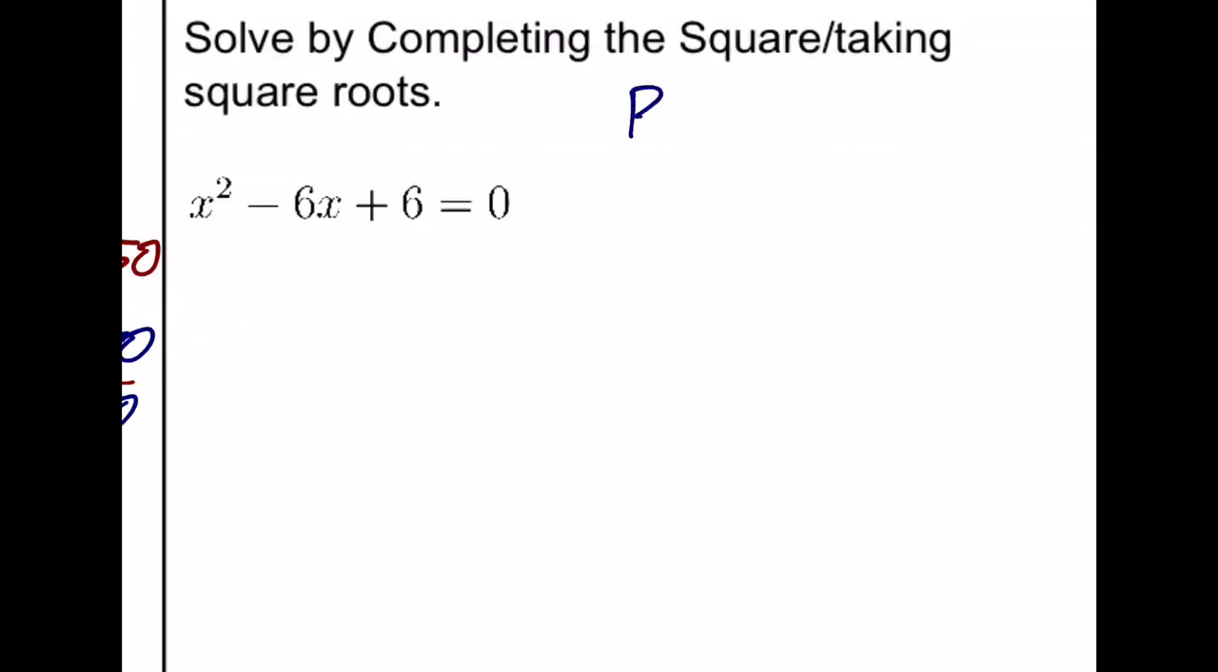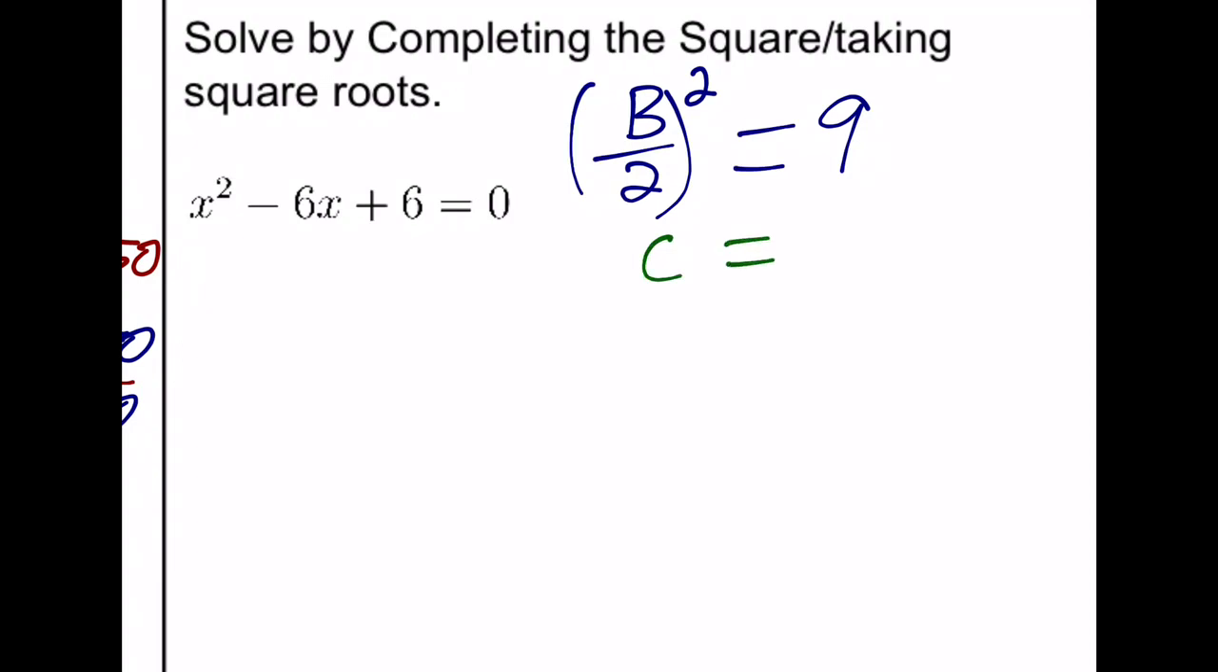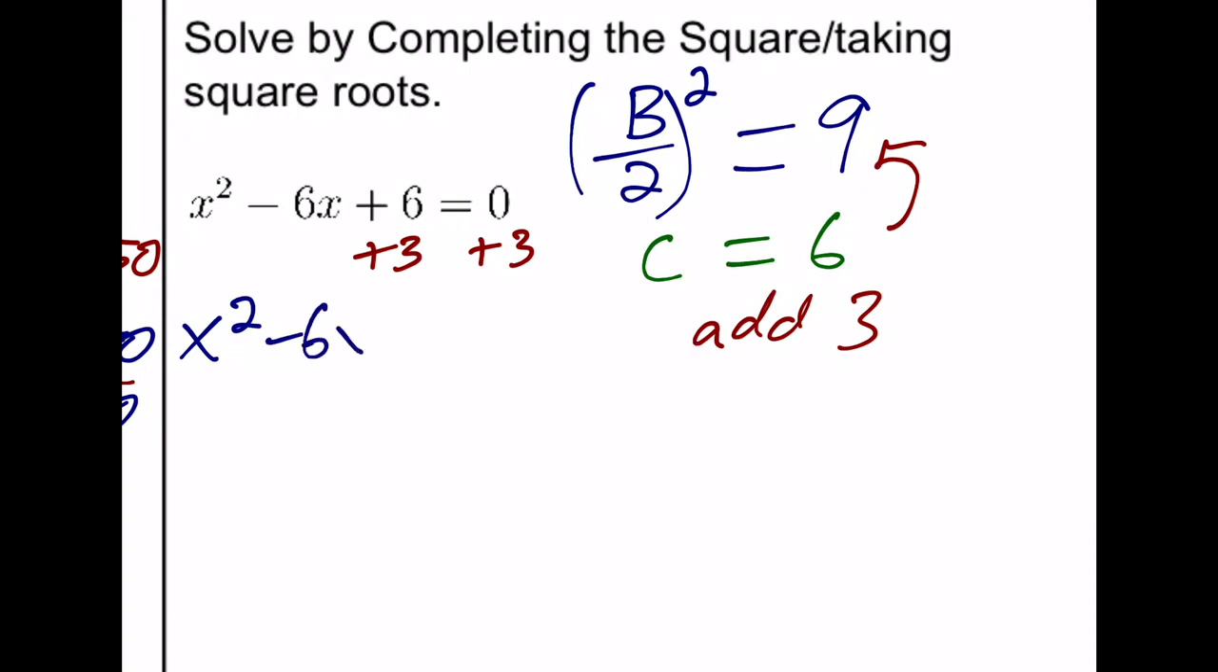Next problem, b is negative 6. If I cut that in half, it's negative 3. If I square it, it should be 9. The problem is c is 6. How do I get from 6 to 9? I add 3. So I'm going to add 3 to both sides of the equation. X squared minus 6x plus 9 is equal to 3.